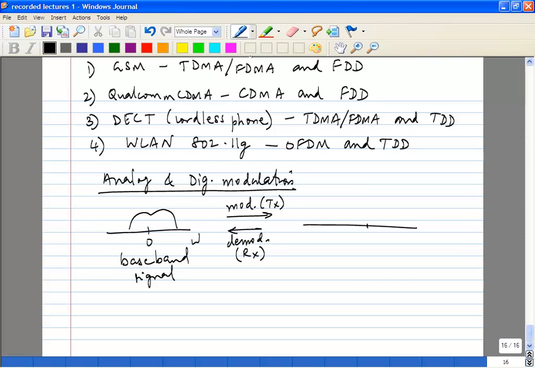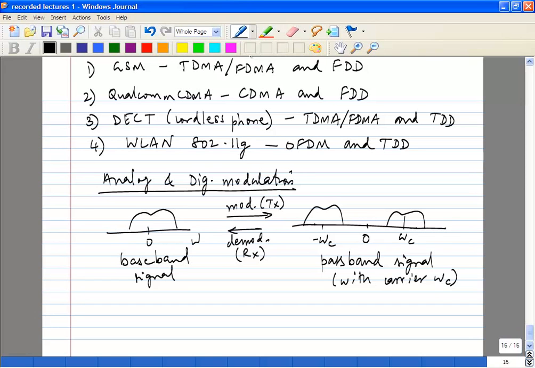So once you do modulation or demodulation, instead of being around 0, your signal now moves around a frequency plus or minus omega c. So this is called a passband signal, and it has a carrier which is omega c. The frequency of the carrier is omega c.